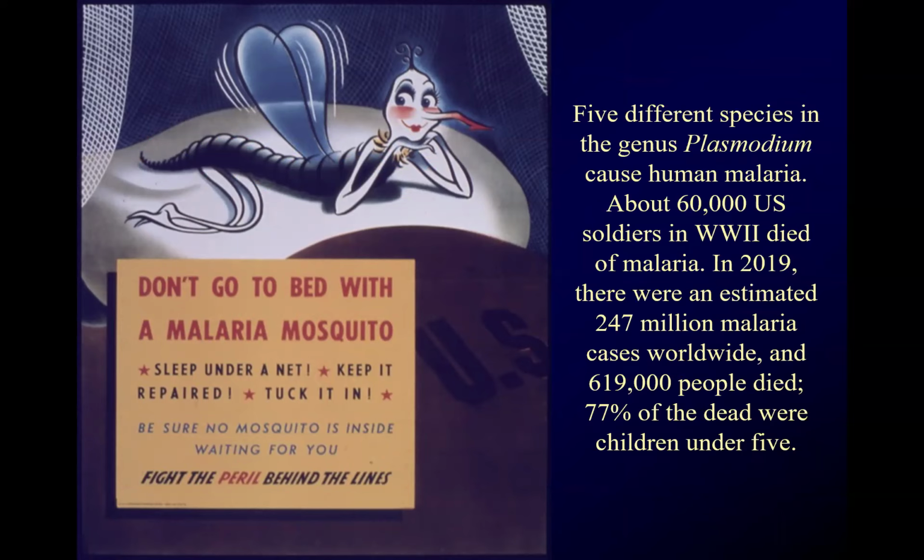There are five different species that cause human malaria, and as I mentioned, in 2019 there were 247 million cases worldwide, killing over 600,000, three-quarters of that being children under five. This is one of the great killer diseases that hasn't been conquered, although Bill and Melinda Gates have devoted a very large fraction of their fortune to malaria eradication efforts.